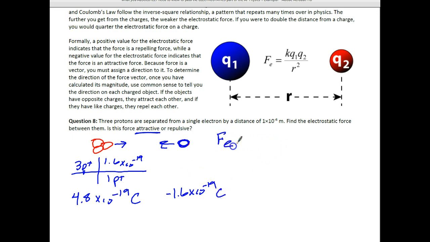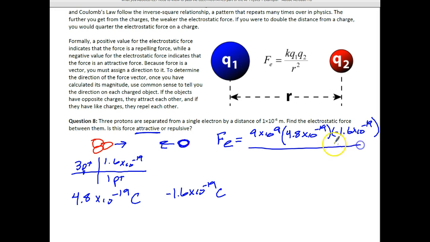So the electrostatic force between the two is 9 times 10 to the ninth. A lot easier to write than the 8.99. And now we've got to put in both of our charges. So this first one was 4.8 times 10 to the negative 19th. And the second one is negative 1.6 times 10 to the negative 19th.